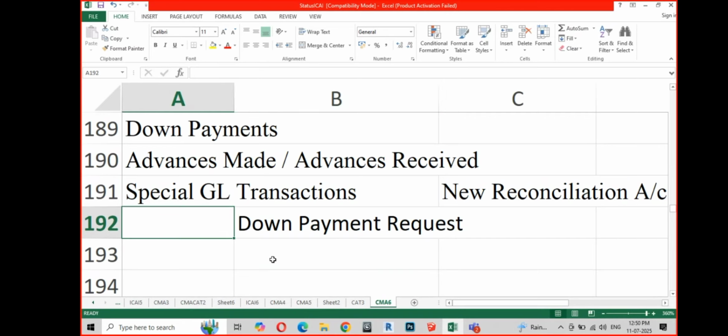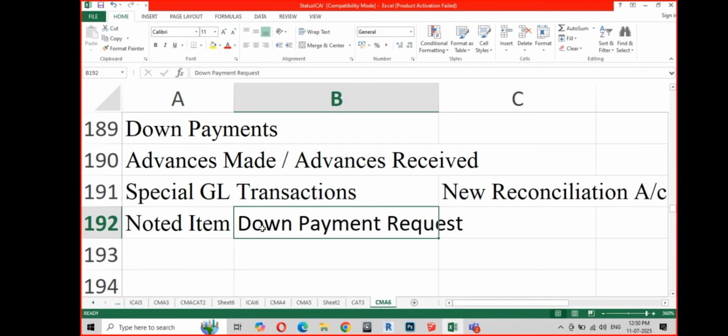This in SAP is also called a noted item. Why is it a noted item? Why is there a special reference? This is a typical SAP term. Probably you may come across this in your slides also. So what exactly is a noted item?